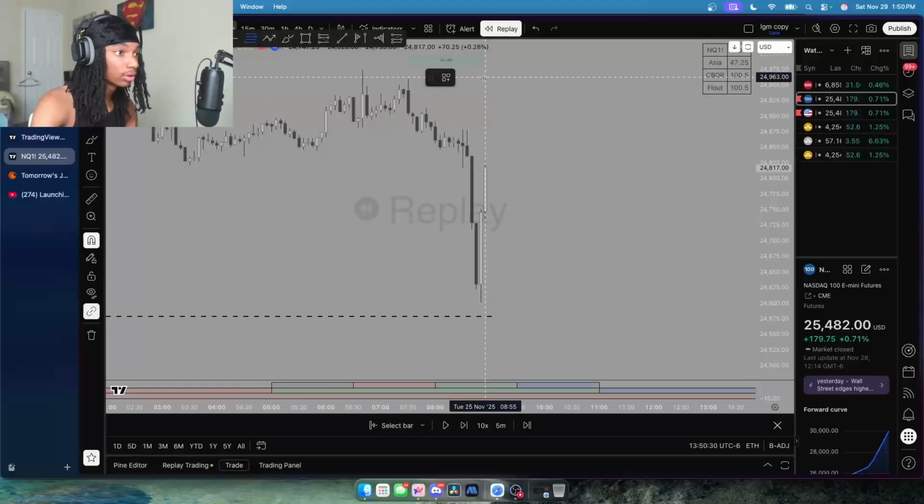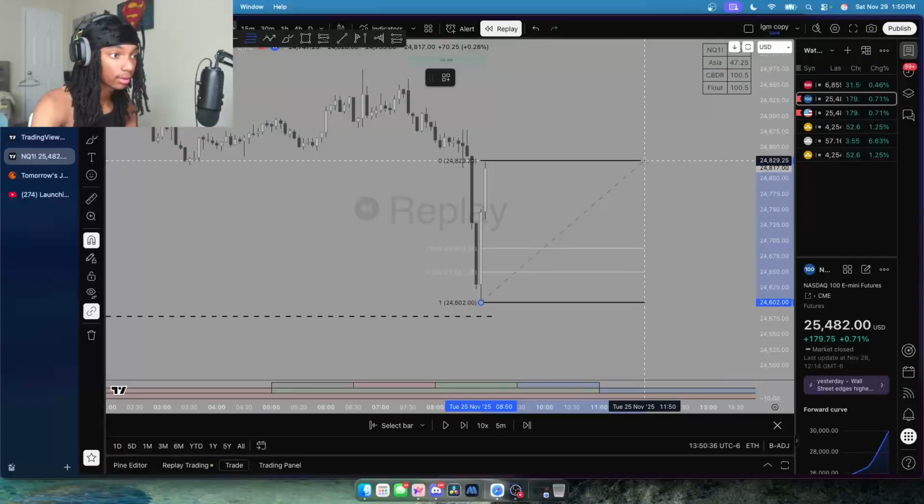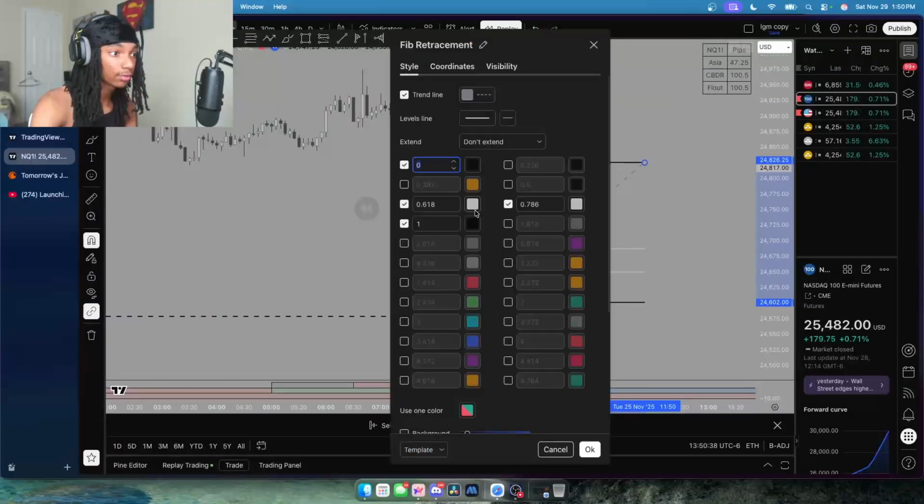So what you're gonna do is grab your OTE tool. Oh, you need the settings for this, don't you? Okay, hold on. All right, here go the settings for it. Make sure you get a screenshot.